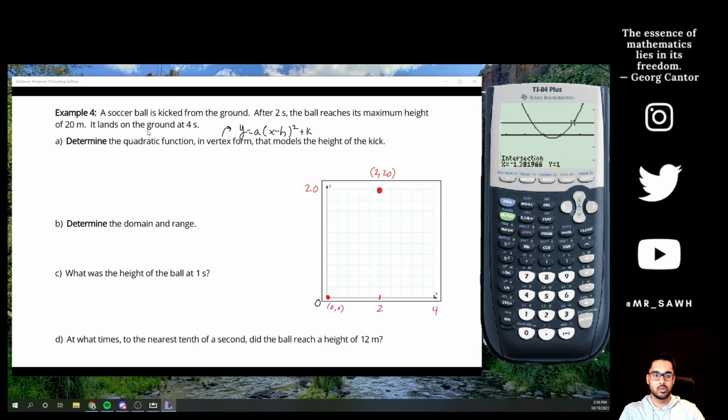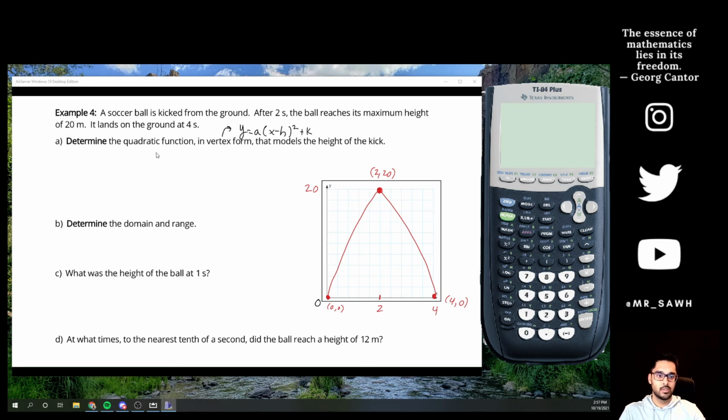And then I'm also told it lands on the ground at 4 seconds. So I know that when the time is 4 seconds, the height comes back to 0. So really, the path of this ball can be modeled by this graph. This is really what it looks like. So somebody kicked it 20 meters into the air from the ground, and then it came back down on the other side. So I really didn't have an equation. We made this just by interpreting the numbers.